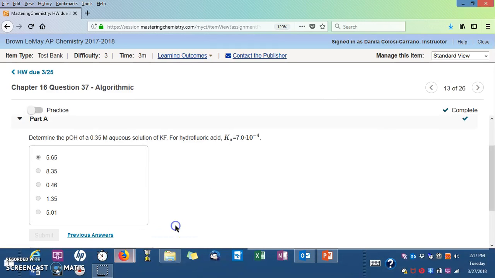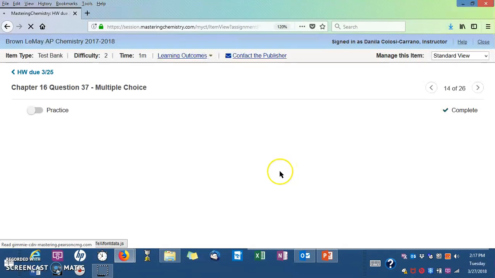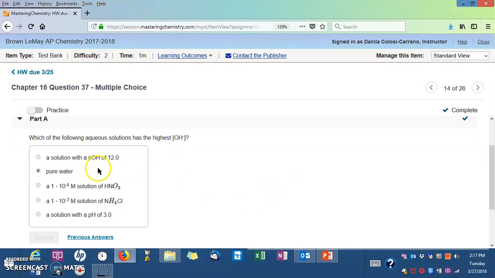Next problem is, so this one we did. Number 14, the problem is dealing with which of the following aqueous solutions has the highest OH minus. Now, be careful because highest amount of concentration, in this case, if you're looking for the highest amount of concentration, this means that you have a very basic solution.